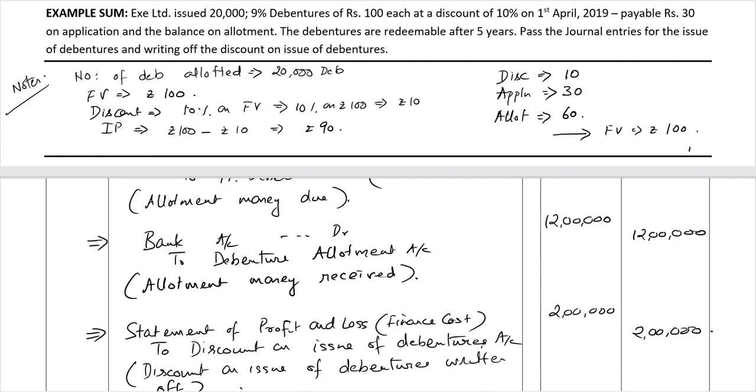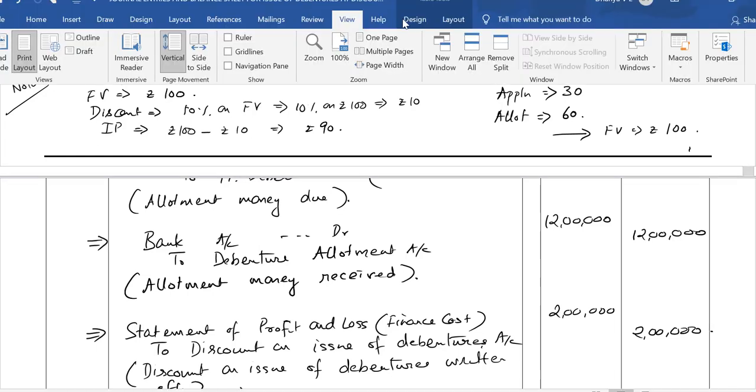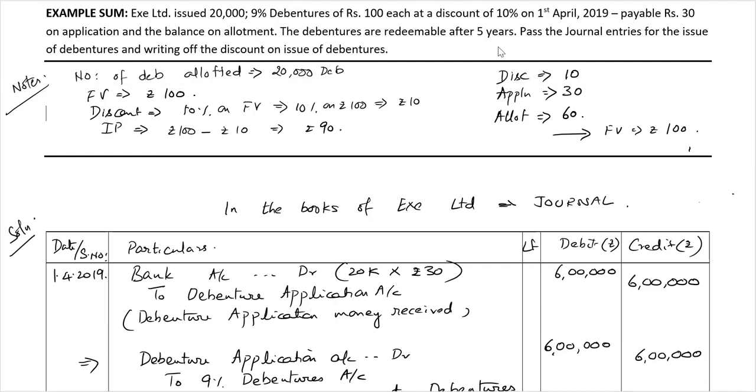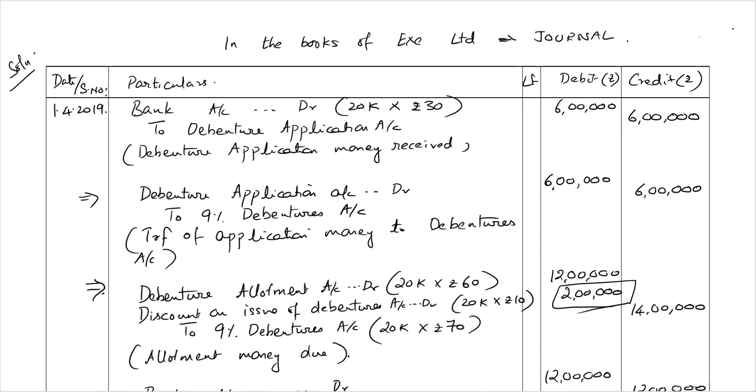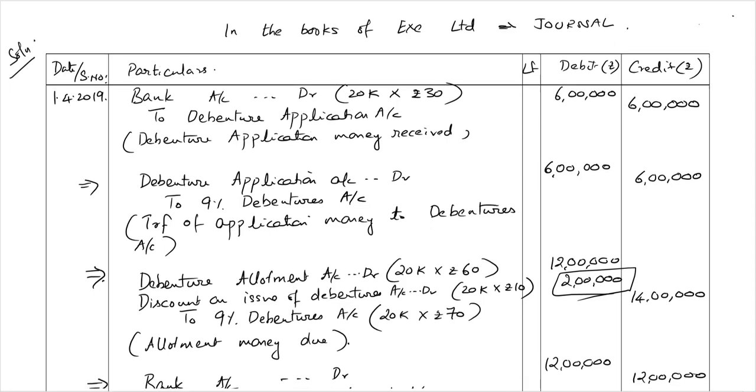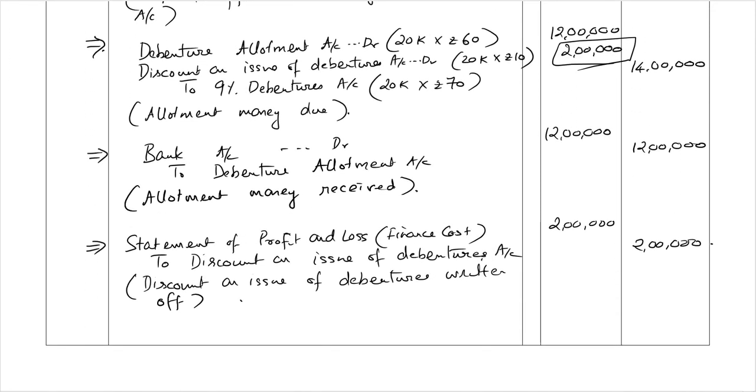The entries are done. I will remove the split. We can view the full answer. So that's the example sum at the top, followed by a few notes, and then the journal entries. The first screen and the second screen.